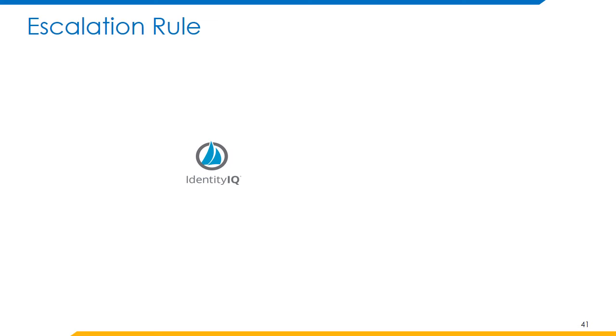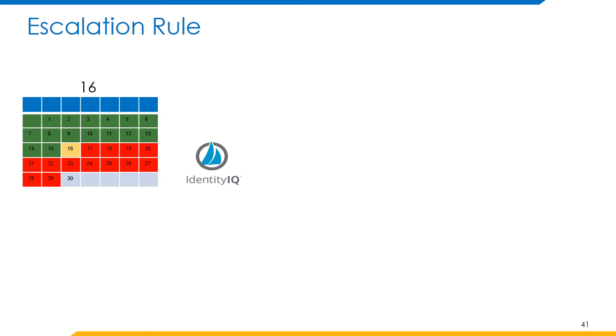Escalation rule. Escalations are a mechanism using which we make an attempt to avoid certifiers who are not taking a decision. So we specify a specific time period at which we are going to check if the certification decision is expressed. If the certification decision is not expressed, we try to escalate these certification items to some other identity.